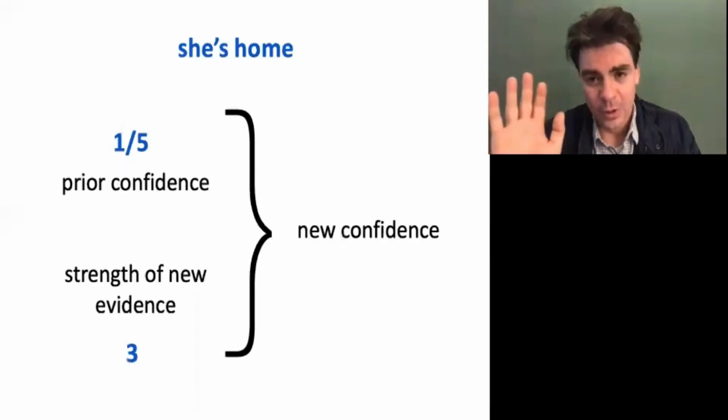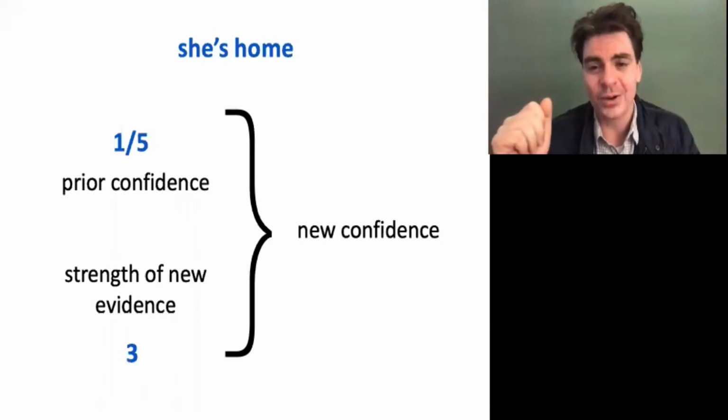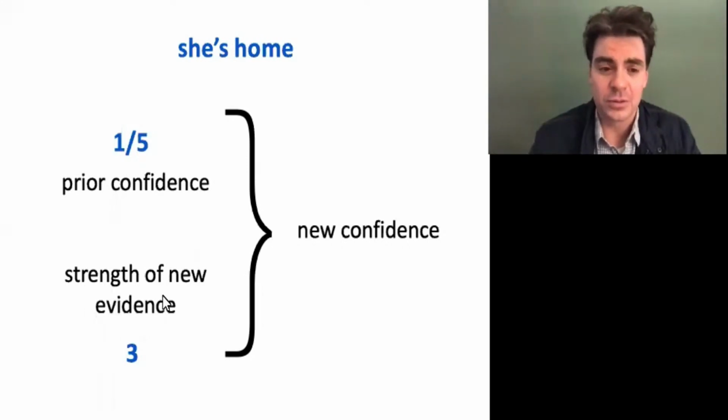All right, so we've already said that we figure she's three times more likely to leave the lights on if she's home than if she's not home. And so the strength of the evidence is represented by 3. It's three times more likely, right? So a Bayes factor of 3, or a strength factor, you might call it, of 3. And our prior confidence is 1/5. So we need to be able to integrate these two things. I've said it's not as simple as just multiplying one by the other.